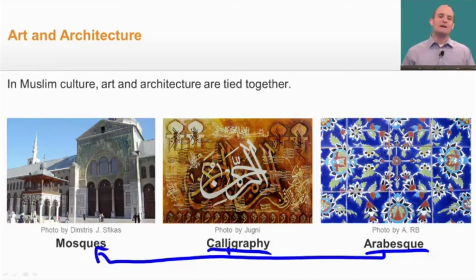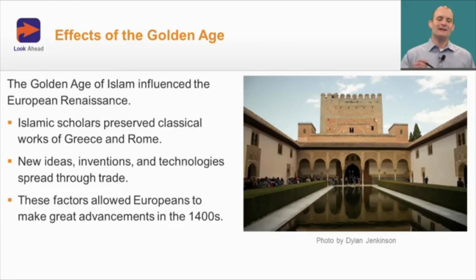So the big takeaway here is that during Islam's golden age, there was a great deal of achievements in many different areas, like science and math, but also in art and architecture. The golden age of Islam had a number of effects. To begin with, it would greatly influence the European Renaissance.